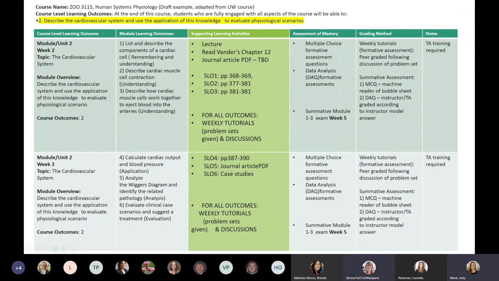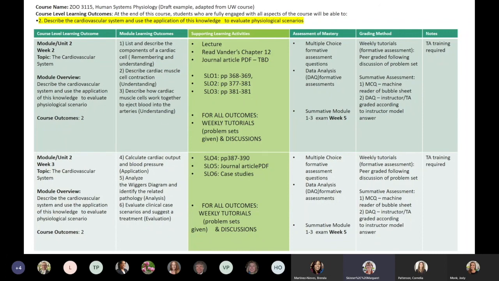And then just one last example. Here are my supporting learning activities. I've broken down my module learning outcomes, and now I think, okay, I want to do a lecture. I want to introduce this new information to them in some way.